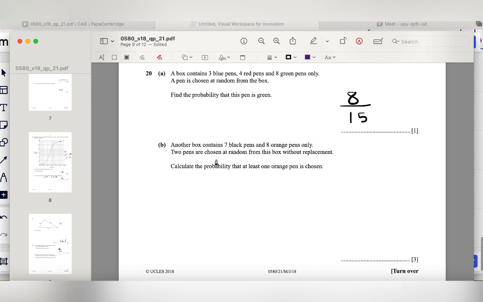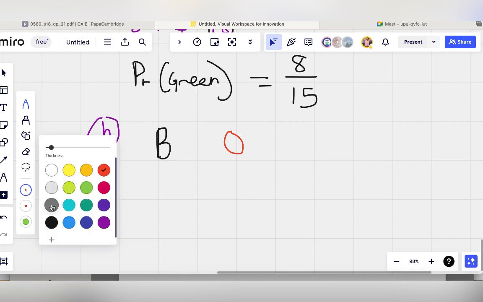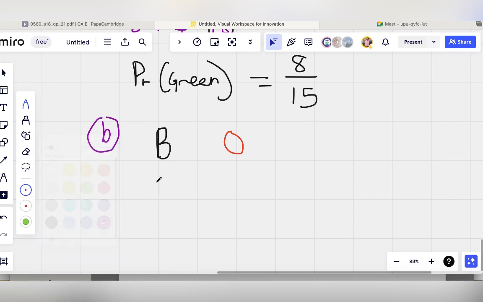It says, another box contains 7 black pens and 8 orange only. Okay, we go to our board. Black and orange. So the number of black is 7, right? 7 black pens and 8 orange, right? Okay, so the sum of the pens is still 15. 7 plus 8 is 15, sum is 15.